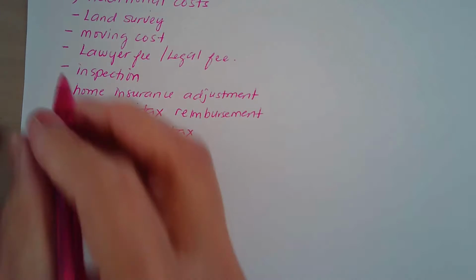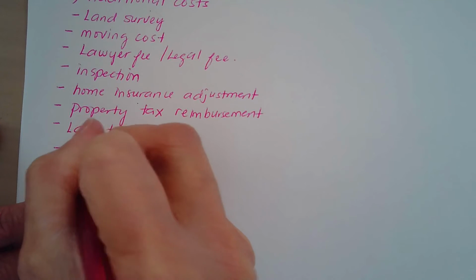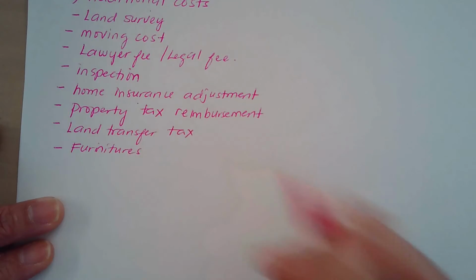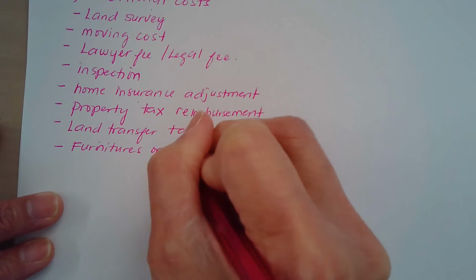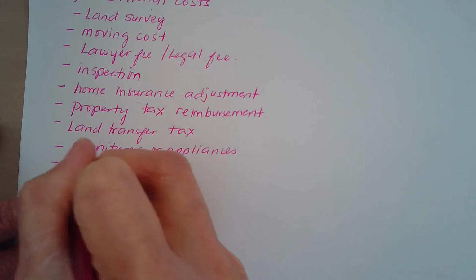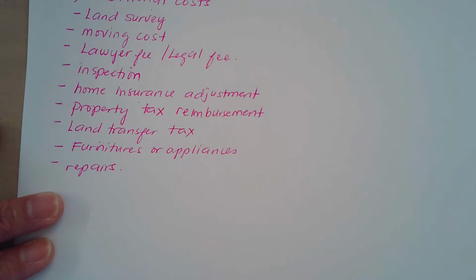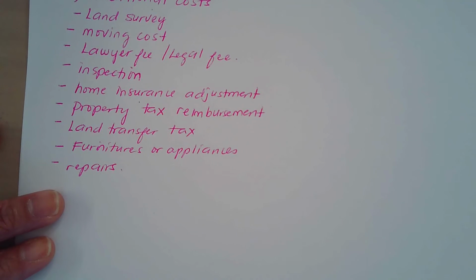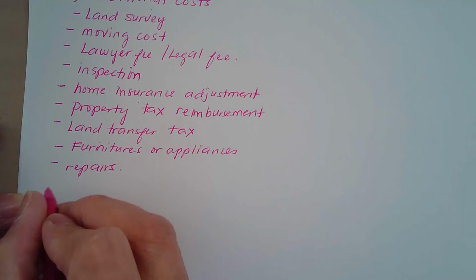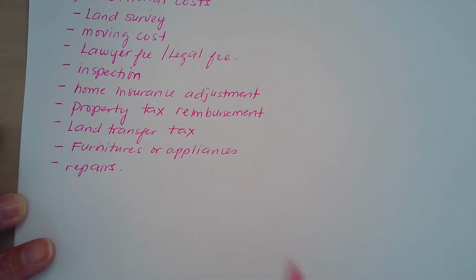Okay. We can go for furnitures, or appliances. They're pretty much the same thing. Or any repairs that need to be done, right? So changing the locks, so these are additional costs. GST for brand new house only.